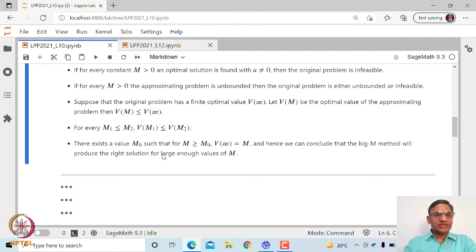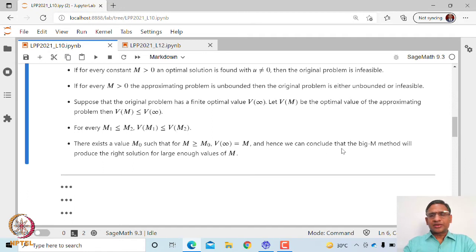The next result says that there exists a positive constant M0 such that for some positive real number m greater than or equal to m0, if V infinity is equal to m, right? What is V infinity? It is the optimal value of the original problem.